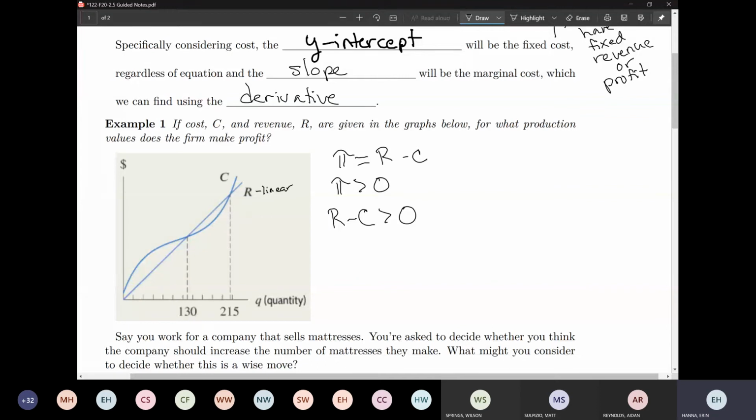Thank you, Lord Almighty. So if we want profit to be positive, then revenue minus cost must be positive. Sorry, not 0. Positive, greater than 0. Add C to the other side.